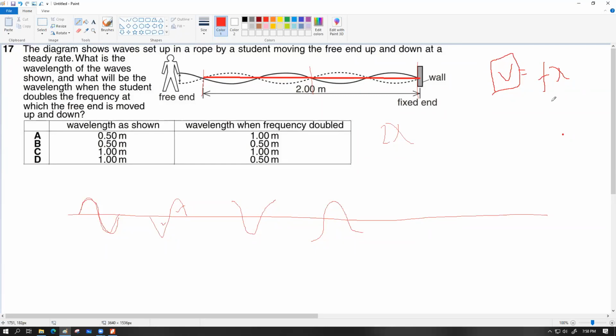So if this is a constant, it means what? f and lambda should be inversely proportional, because the product of these two should equal a fixed value, which means if lambda goes higher, then f goes lower and vice versa. Now the question asks what will be the wavelength when the student doubles the frequency at which the free end is moved up and down. If f is doubled, increased by a factor of 2, then lambda should be reduced by a factor of 2. So the initial wavelength was 1 meter, the new wavelength should be half a meter. So D is the correct response.